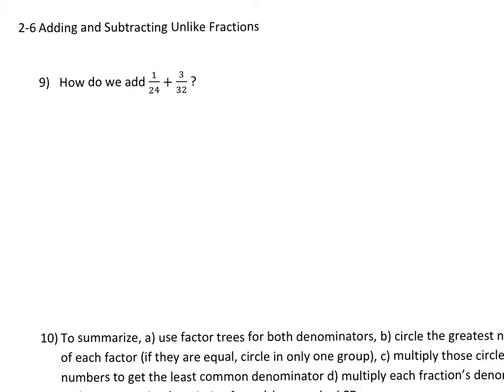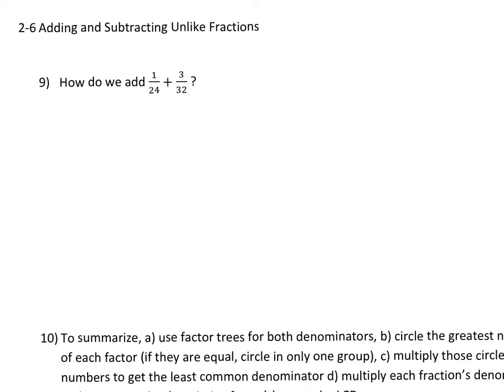So now we're going to add and subtract unlike fractions, ones that do not have the same denominator. So I look at number 9 here. I see that there are two different denominators, a 24 and a 32. And there's different ways of trying to find a lowest common denominator, but basically that's what we need to do. We need to find the lowest common denominator that both 24 and 32 go into.